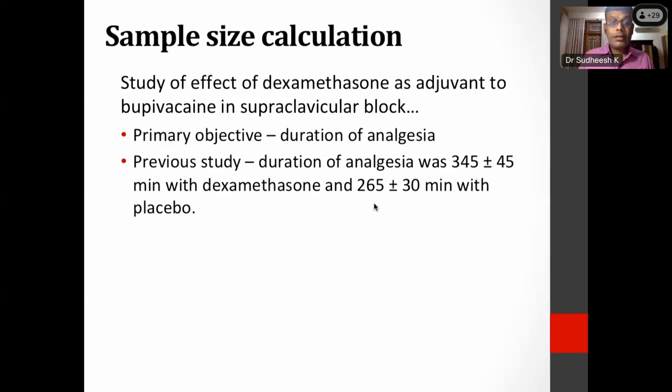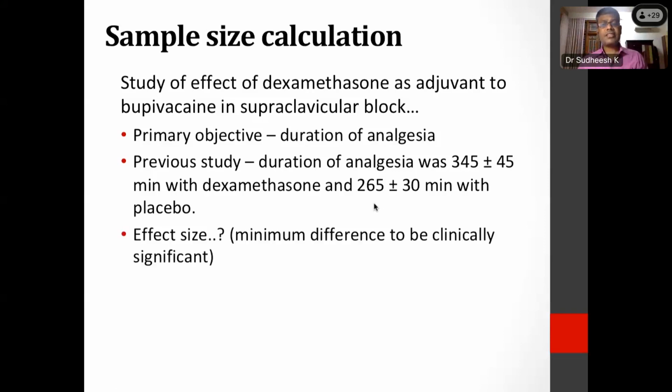Now, what effect size am I going to assume? Here we need to understand practically. We cannot take this 345, because this is only one study which has told that with dexamethasone the duration of analgesia is this much. We don't know if it is really that much. If you repeat the same study, you never know whether you get a value close to that or not. So you go to the control group, and the duration of analgesia in the control group is 265 minutes.